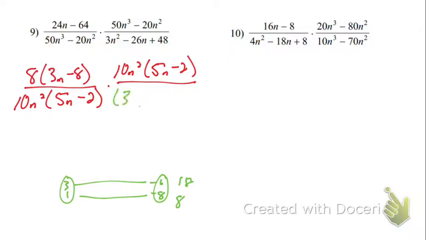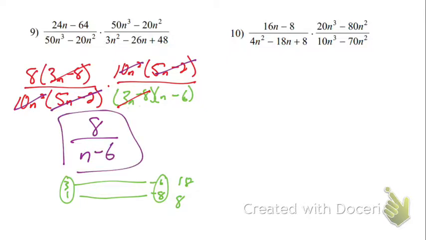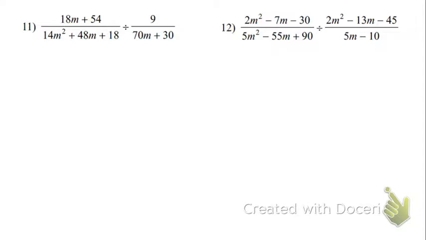So this factors into 3n, and that pairs up with the negative 6. And then my 1n pairs up with the negative 8. Okay, now I can get rid of stuff. It's a multiplication problem, not that bad. So 3n minus 8, 3n minus 8. I have 10n squared, 5n minus 2, 5n minus 2. I'm left with on top an 8, and on bottom I'm left with just a mere n minus 6.